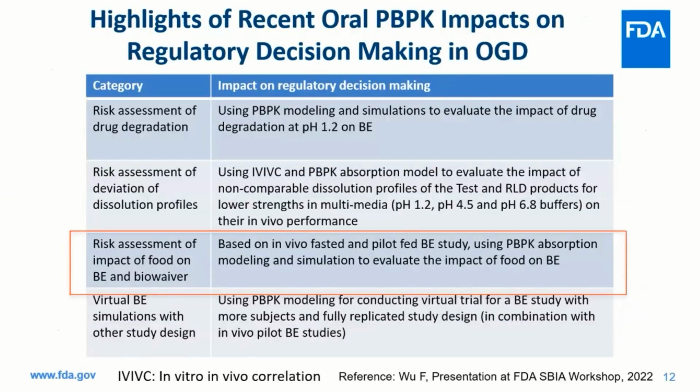This table summarizes the highlighted cases where PBPK absorption modeling had impacts on regulatory decision-making, including a case example of using PBPK absorption modeling and simulation to evaluate the impact of food on BE based on in vivo fasted and pilot fed BE study, which I will introduce more in the next slide.